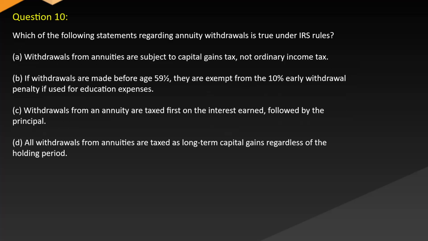Question 10. Which of the following statements regarding annuity withdrawals is true under IRS rules? A. Withdrawals from annuities are subject to capital gains tax, not ordinary income tax. B. If withdrawals are made before age 59½, they are exempt from the 10% early withdrawal penalty if used for education expenses. C. Withdrawals from an annuity are taxed first on the interest earned, followed by the principal. D. All withdrawals from annuities are taxed as long-term capital gains regardless of the holding period.